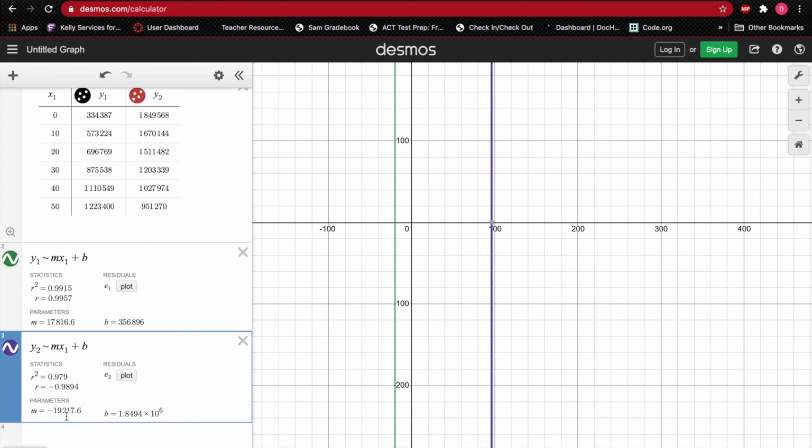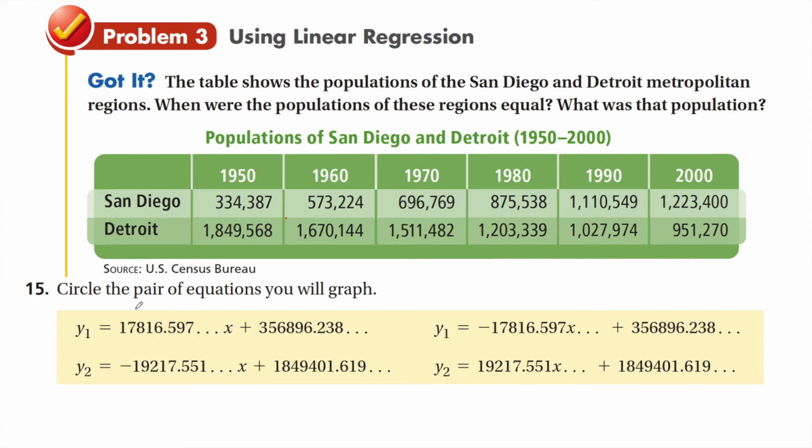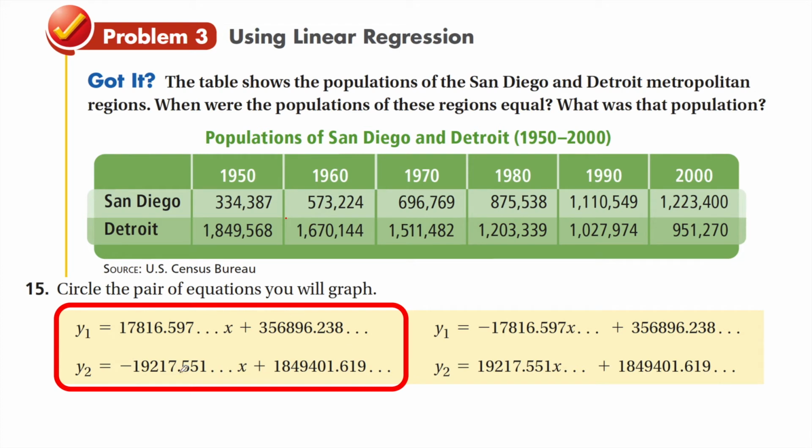And the other one has a negative slope of negative 19,217.6 as well. Now, technically, yes, we should pay attention to the y-intercepts, but looking at these choices, the only one that has a positive 17,000 and a negative 19,000 is the first choice given. So we can circle that.